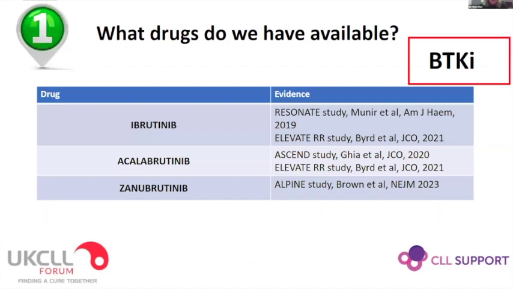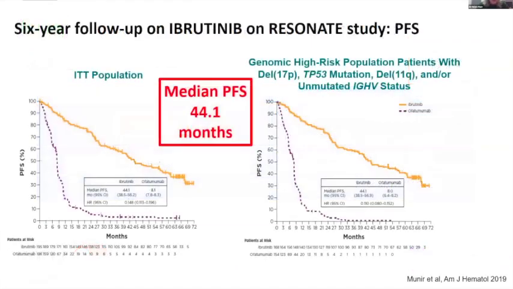So we'll start with the BTK inhibitors first, and obviously you've heard a lot about the BTK inhibitors already from Nick in the frontline setting, but here we're focusing particularly on the data in the relapsed refractory setting. We'll start with ibrutinib, just because that's obviously where it all began, and so it's relevant to point out the data that we have.